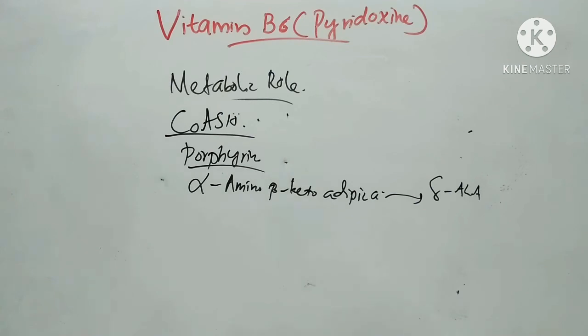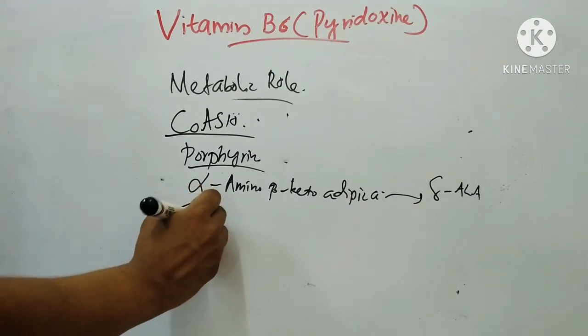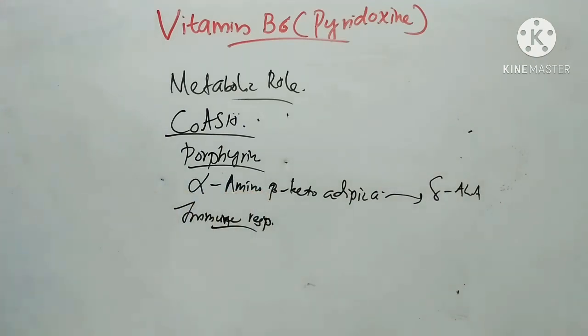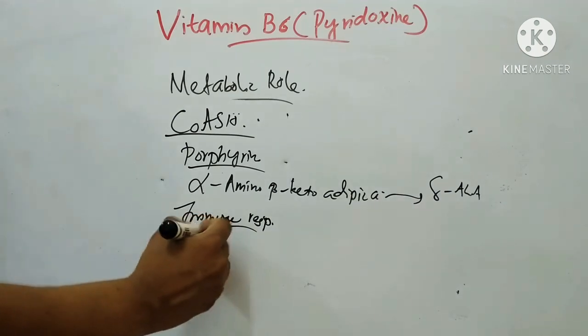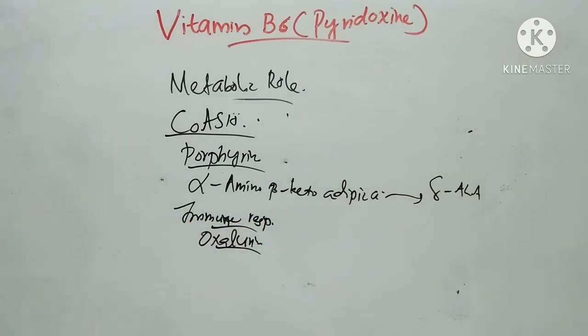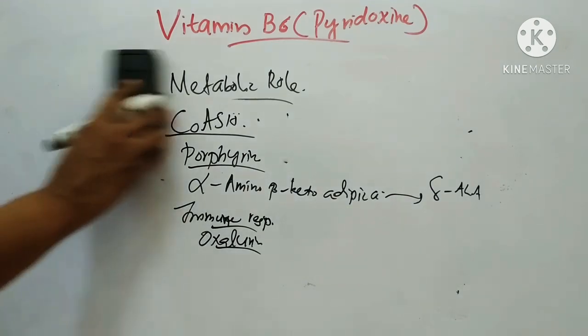Then next one is hypercholesterolemia. There is a relationship between B6 deficiency, hypercholesterolemia and atherosclerosis. Next one is immune response. In vitamin B6 deficiency, immune response is impaired. Next one is oxaluria. Vitamin B6 deficiency produces oxaluria in experimental animals. These are the metabolic roles. Next we will see deficiency manifestations.